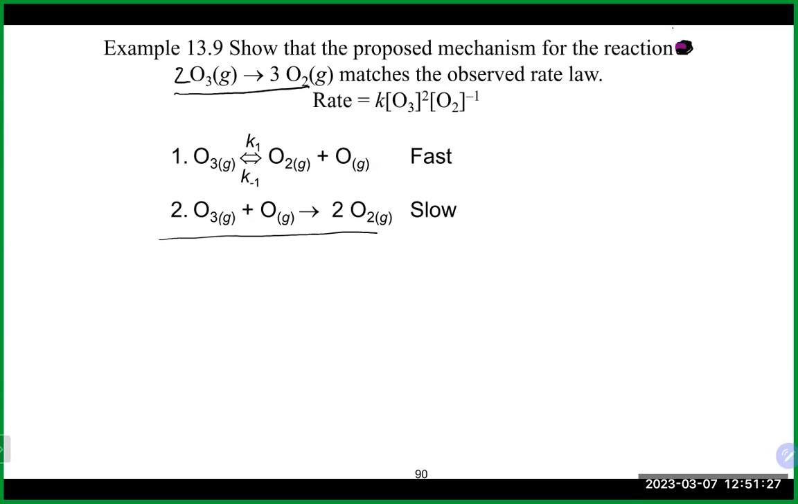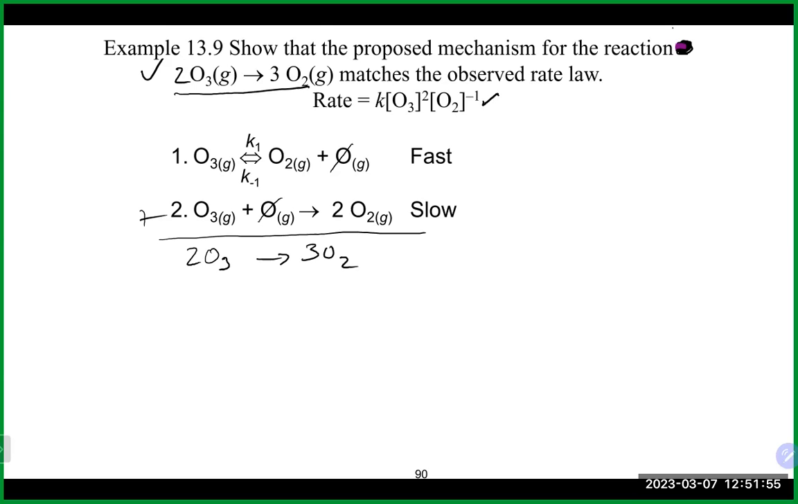So when we add these together, we're going to get rid of the O there, and I think that's it. So that will then give us 2 O3, and that goes to 3 O2. So that part's all good. The second thing, in order for this to be a good mechanism, is that the experimentally found rate law, which is right here, does need to match the rate determining step.